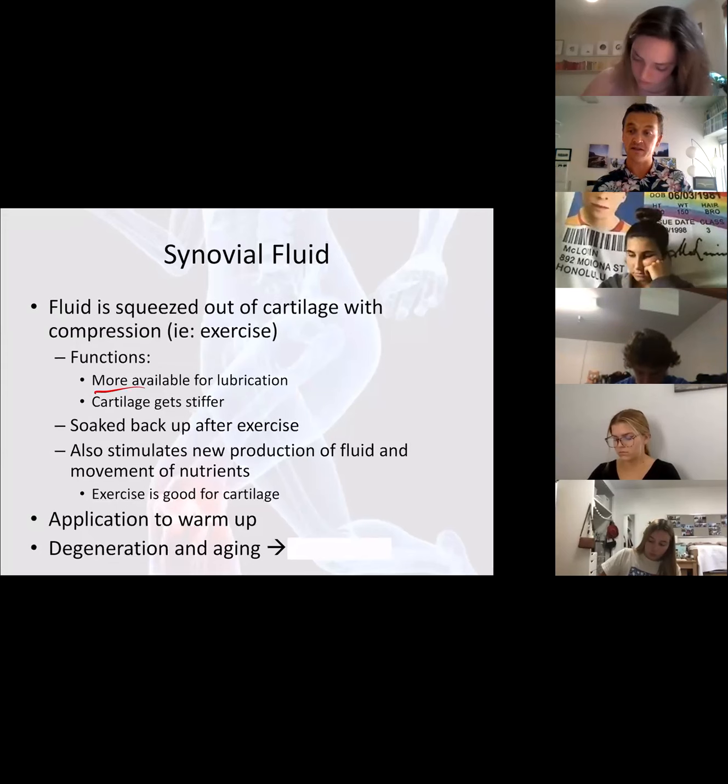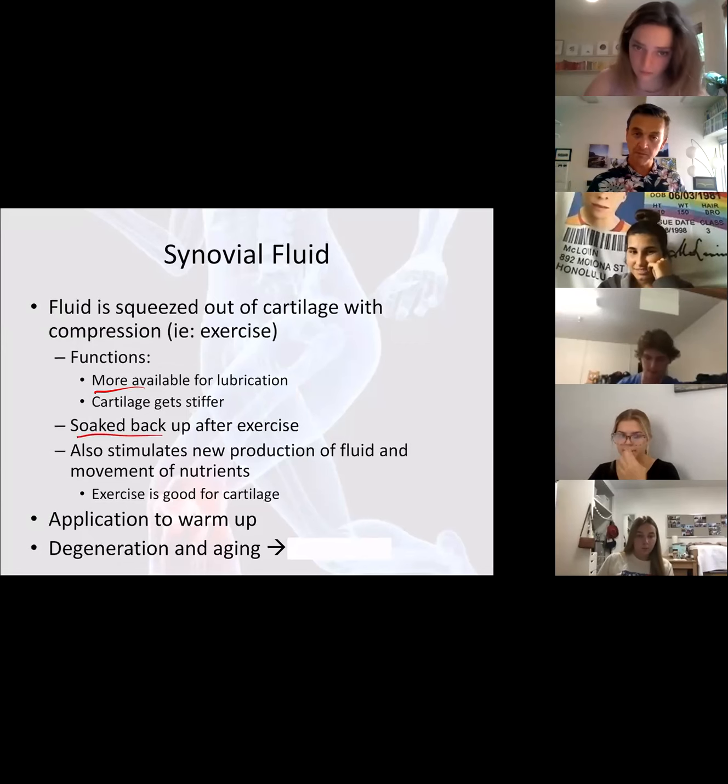And then the cartilage actually stiffens up. The less fluid is in the cartilage, the stiffer it is, okay? So that helps in both ways. It helps to lubricate the joint more by getting the fluid out, but then also makes the hyaline cartilage stiffer so you're less likely to damage it during exercise, okay? And then when you stop exercising, it gets soaked back up. But also this movement in and out of fluid and this compression on your cartilage is exactly what stimulates new production of fluid. Okay? And so exercise is definitely good for your cartilage.